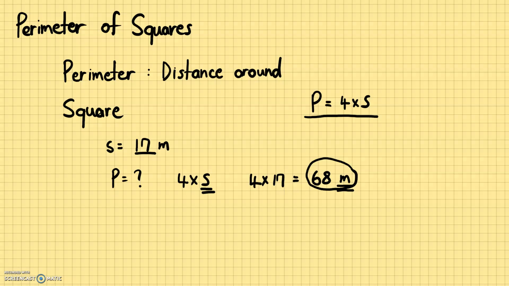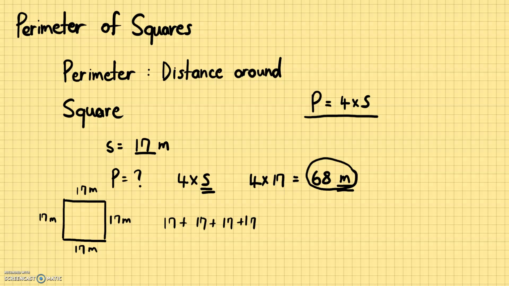Okay, so using the formula, you got the answer pretty fast. Or you can picture a square where all the sides are 17 meters. So you're adding up all those sides together, 17 plus 17 plus 17 plus 17, which is the same thing as 4 times 17. And it's going to give you the same answer, 68 meters again.